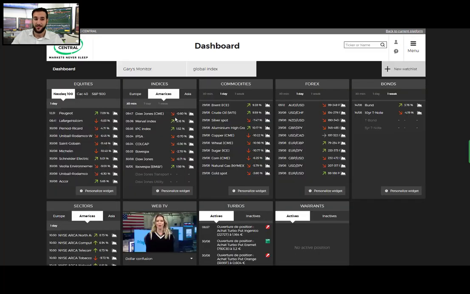Now let's go back to the dashboard here. So as much as you can follow the overall global market with these widgets, you can also look for specific products. So let's access the search bar at the top right here. You can either type a company name or the ticker. So for example, we will go with Microsoft.